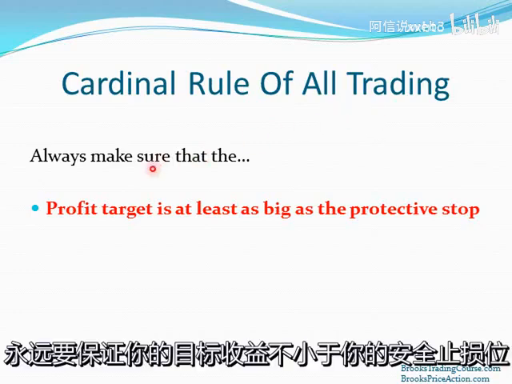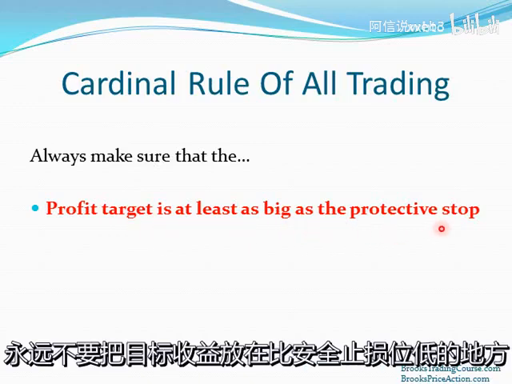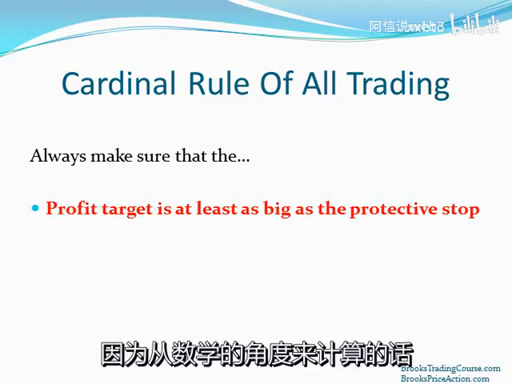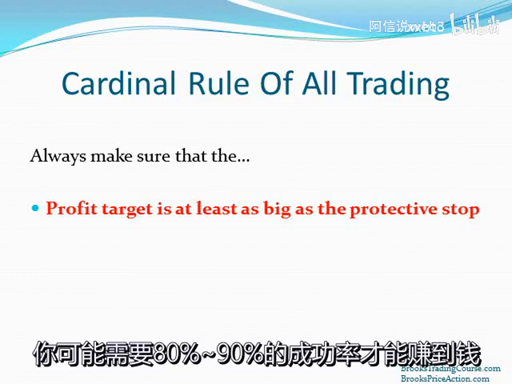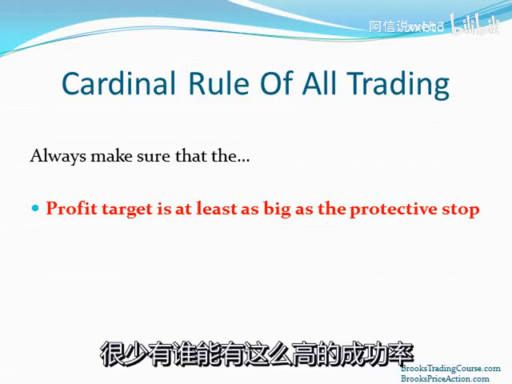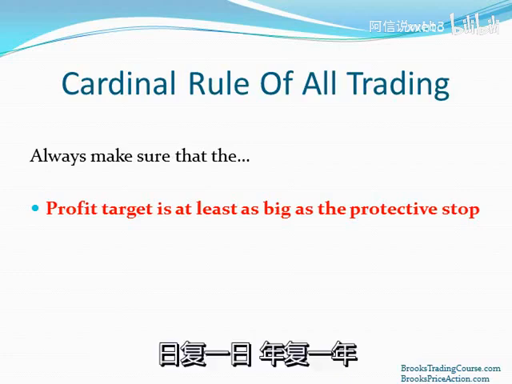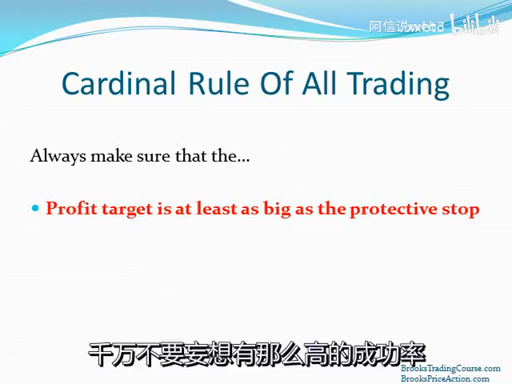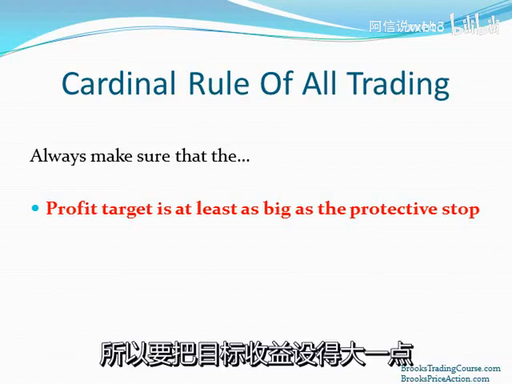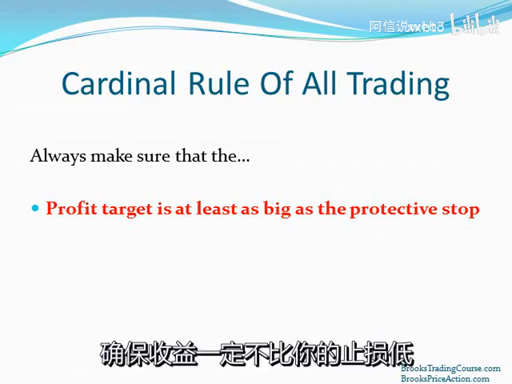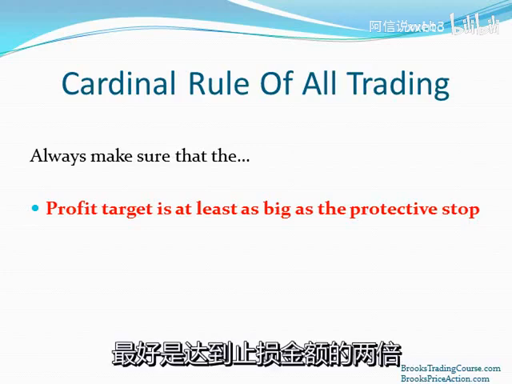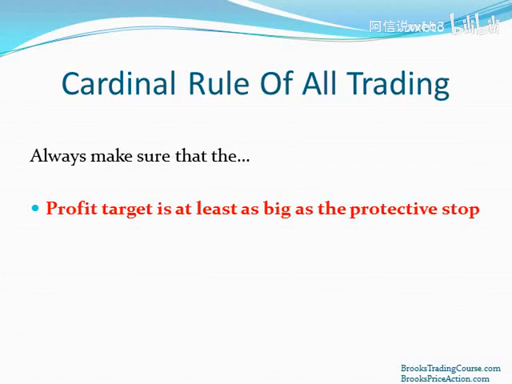Cardinal rule of all trading, always make sure that for every trade, at a minimum, your profit target is at least as big as your protective stop. Never go for a profit that is less than your protective stop, because if you do the math, you'd have to be right 80 or 90% of the time to make a profit. And very few traders can be that good, day after day, year after year. So don't worry about trading that way. Instead, look for bigger profits. Always want a profit at least as big as your stop, and preferably twice as big as your stop.